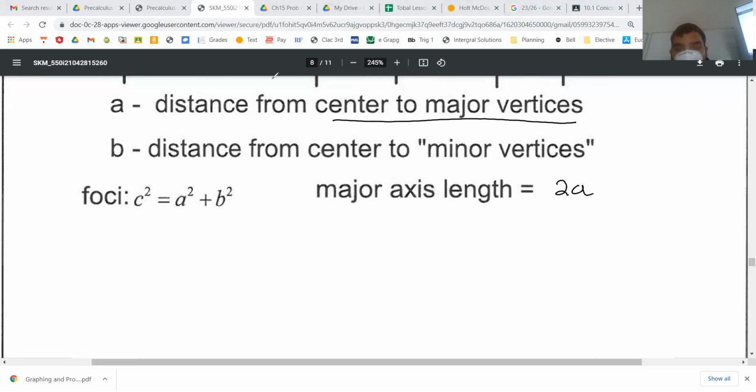Minor vertices. Now, again, minor vertices, because they're not actually applied like in the ellipse, where they're the top and the bottom of the oval. In this case, it only makes the asymptote. That's why it only shows up in the asymptote thing, and it shows up in the original equation, but you don't actually graph this part with the B. You don't actually graph the B.